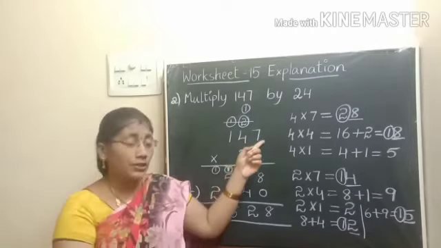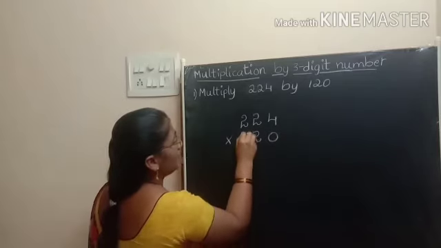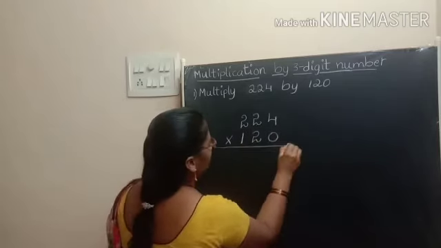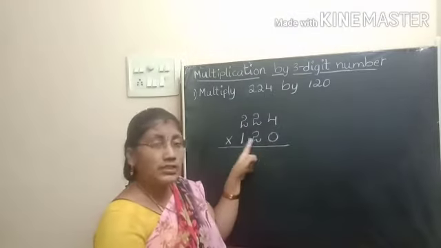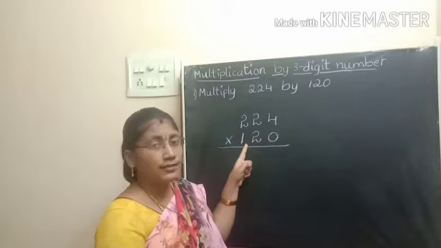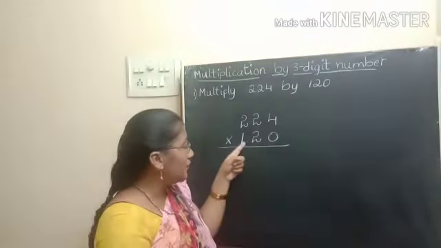Here both multiplicand and multiplier are 3 digits. That is, first we should write 224 into 120. This is the multiplier. Now, we should multiply each and every digit of multiplicand with each and every digit of multiplier. Understood, children?